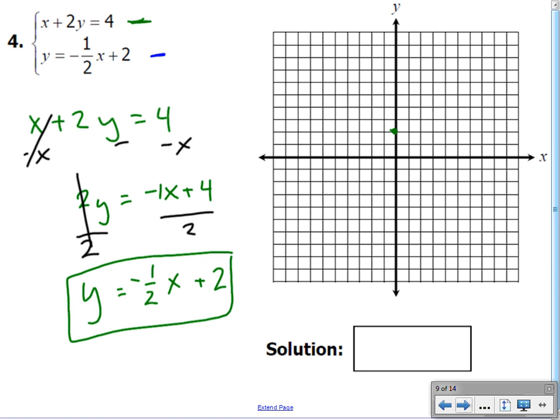So let's graph here. So there's our first line. But if you look at the second equation, it's the same as what we just graphed. We just graphed this exact same line. So the second equation would be just right on top. It's two of the same lines. So we said that this is one of our special cases. When we have two of the same lines, we have infinite solutions.